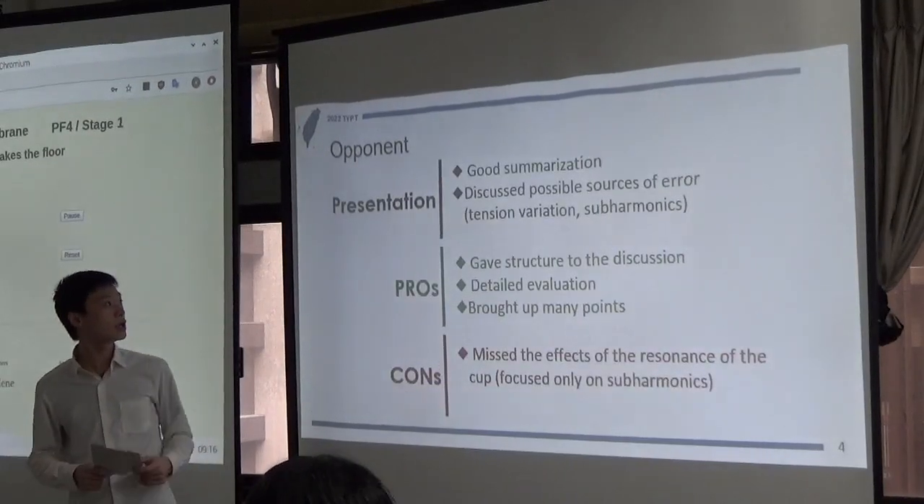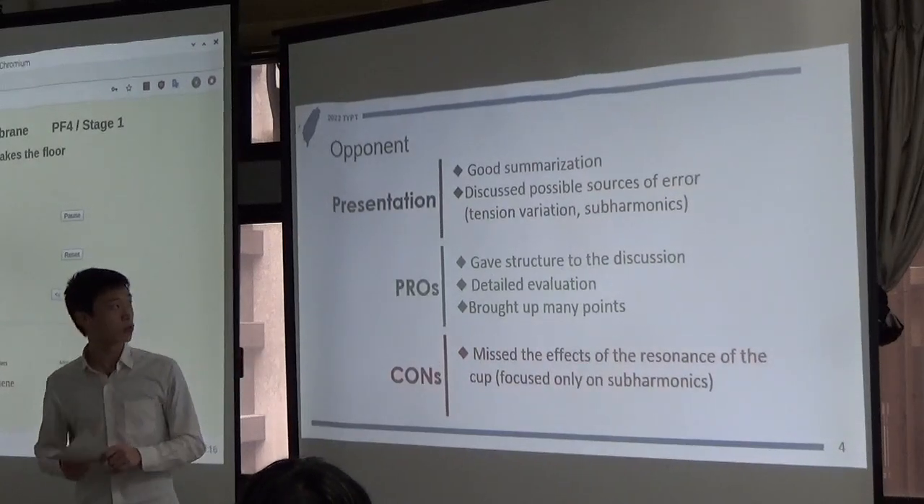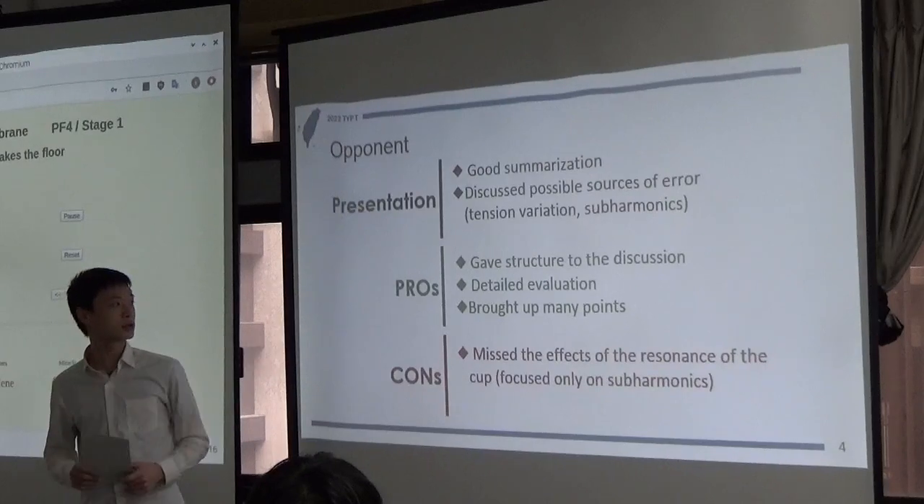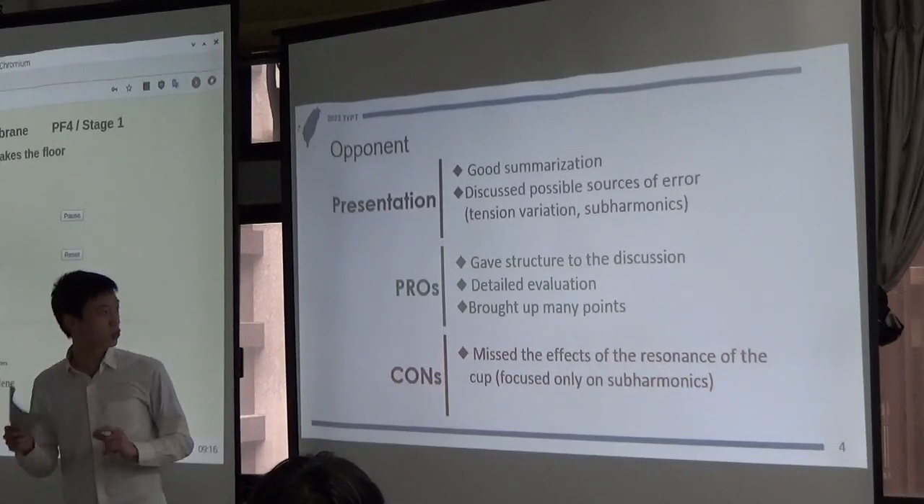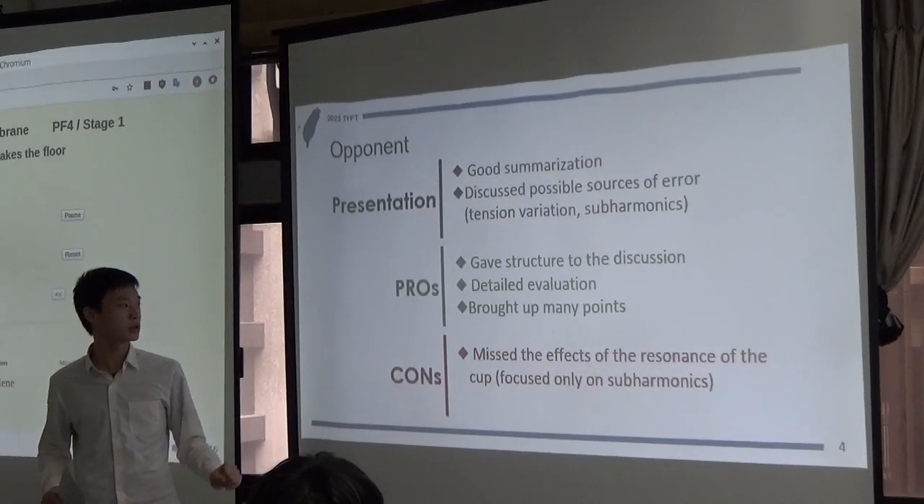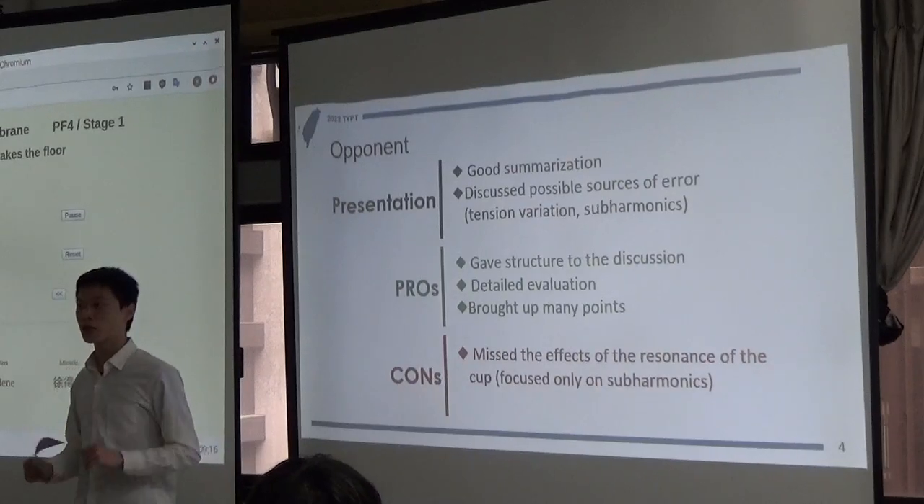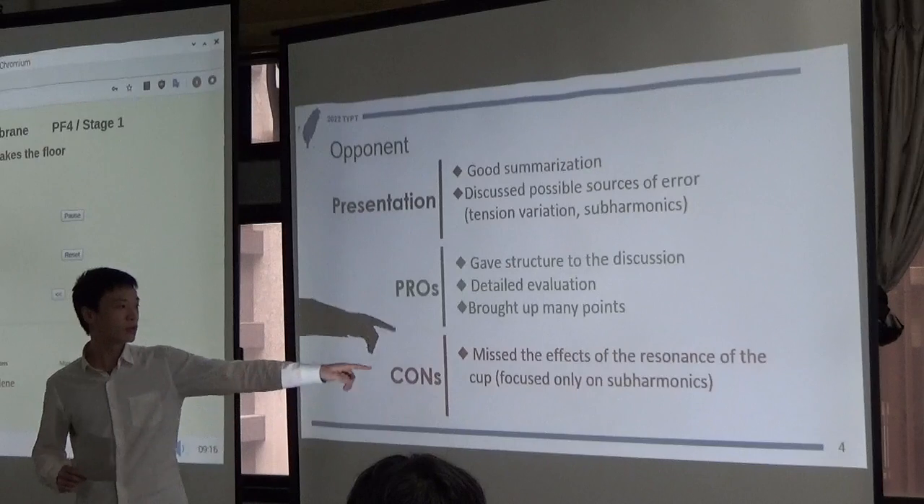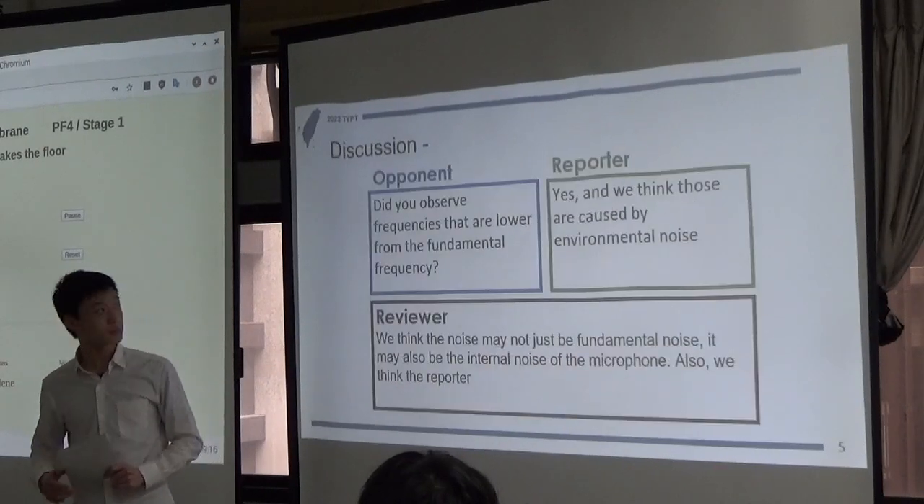For the opponent, she had a good summarization of the report. She discussed possible sources of error, such as tension variation and subharmonics. For her pros, she gave structure to the discussion. She had detailed evaluation, and she brought in many points. However, she missed the effects of resonance of the cup and focused on subharmonics only.